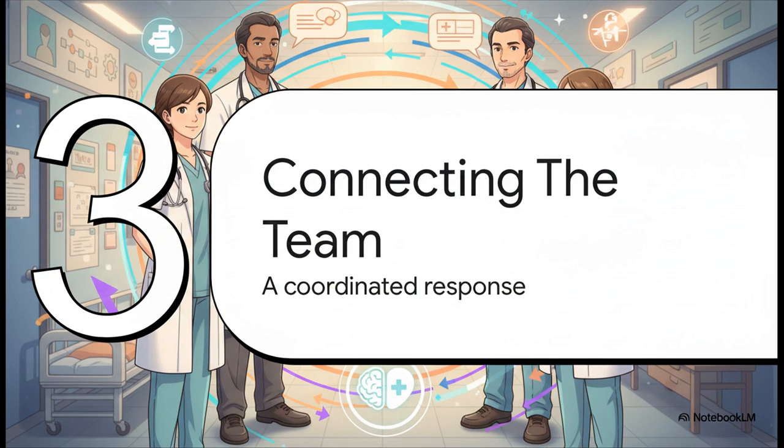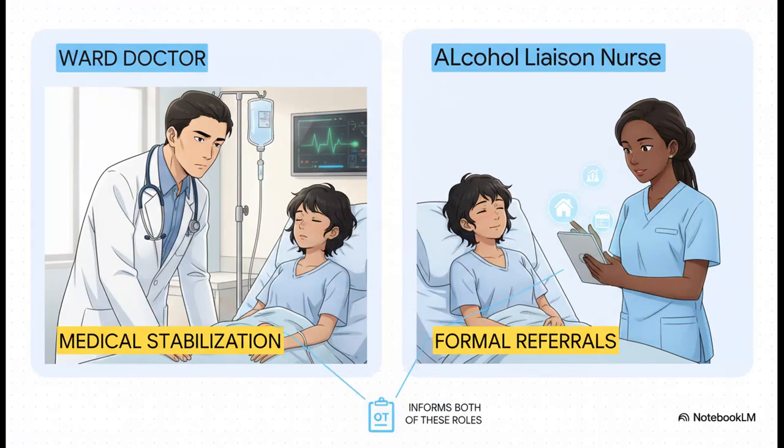So, you've identified the problem. What's next? Well, now it's about connecting the whole in-hospital team, because this is not a one-person job. We need a coordinated response to give our patient the holistic care they deserve. And it really helps to know who's playing what position on the team, right? You've got the ward doctor. Their main job is medical stabilization, getting the meds right for a safe withdrawal. Then you have the fantastic alcohol liaison nurse. They come in, do their specialist assessment, and start lining up those all-important community referrals. And where do you fit in?